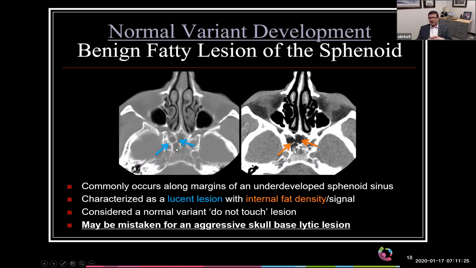Now, one thing I want to talk about in terms of development is benign fatty lesion of the sphenoid. This was initially described as arrested pneumatization, but we're really trying to get that terminology out of usage. So the preferred term is benign fatty lesion of the sphenoid. And what it looks like on imaging is you see this multifocal lucency, typically along the margins of an underdeveloped sphenoid sinus. And it's important because you do not want to mistake it for a fibro-osseous or more aggressive skull-base lesion. And the way you distinguish it from a more aggressive lesion is it's going to have central fat attenuation on CT or central fat signal intensity on MRI.